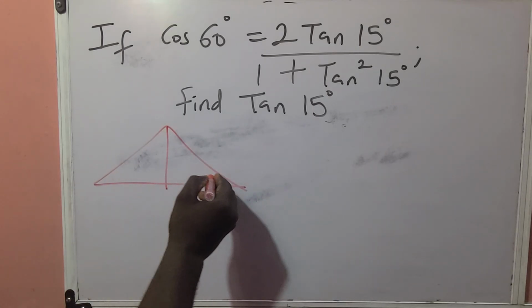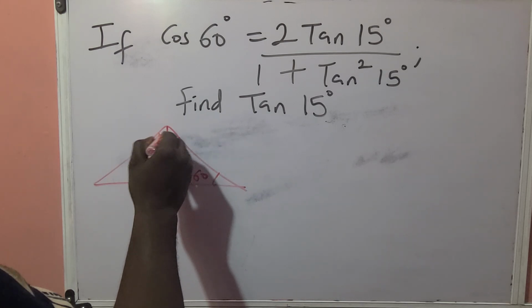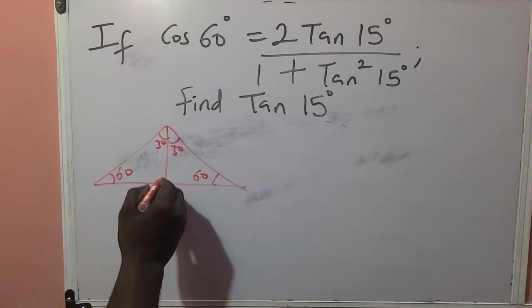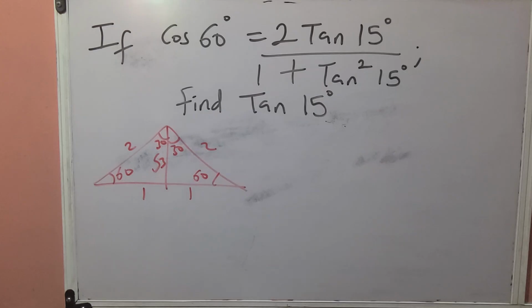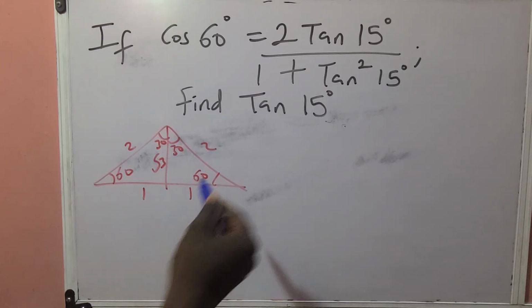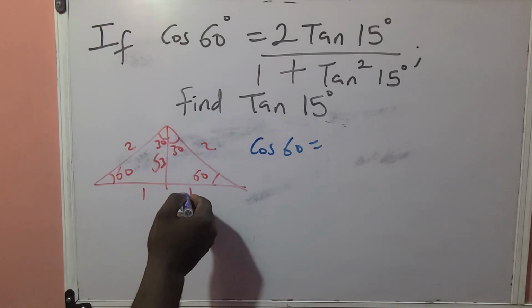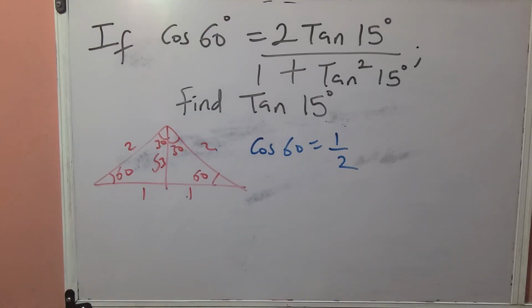From your special angle, we have this as 60 degree, this as 30 degree, this is also 30 degree, and this is 60 degree. Now we have 1, 1, 2, 2, and square root of 3. So this gives us how to get our cos 60 degree. Cos is adjacent over hypotenuse, that will be 1 over 2. So my cos 60 degree is 1 over 2. This is the very first basics of our approach to this question.